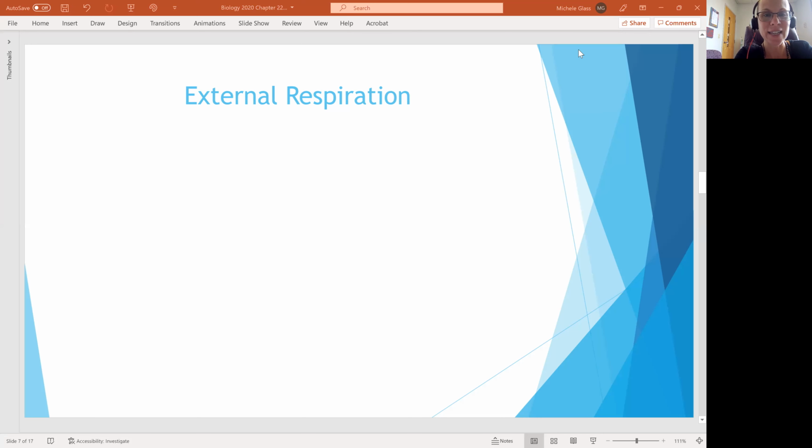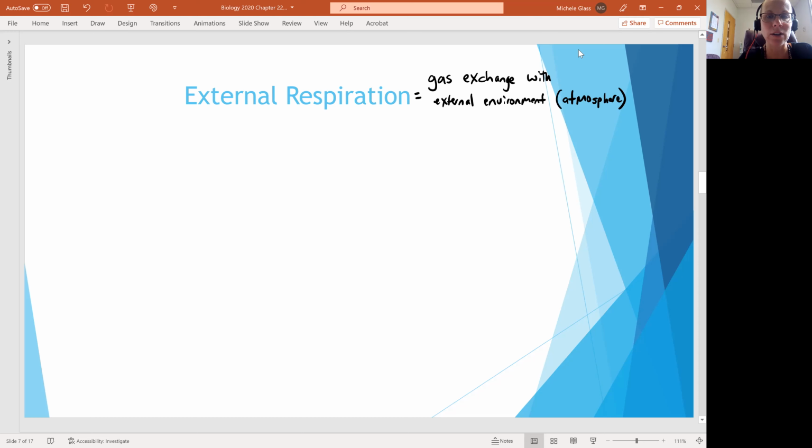We are finally ready to dig into the physiology of this system. And so we begin by defining what we mean by external respiration. The term respiration is talking about gas exchange. So external respiration is going to be gas exchange with the external environment. And so, of course, that means the atmosphere.